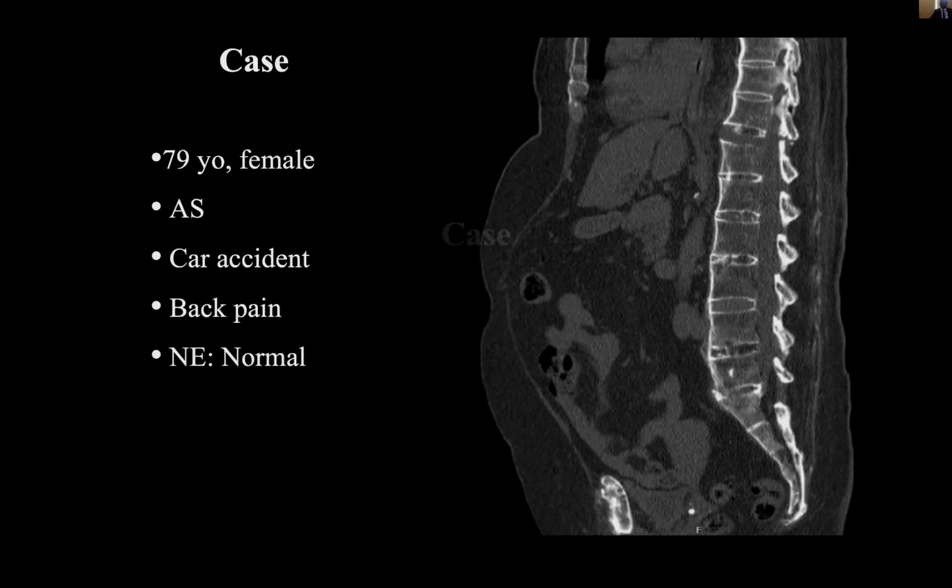This is a case example. This patient was 79 years old, has ankylosing spondylitis, had a car accident, and has back pain. You see there is a disc rupture here coming to the posterior part. So then you see the images.